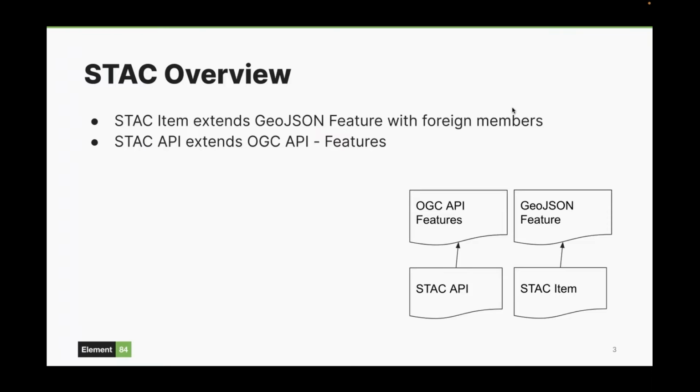So STAC is related to the OGC standards in that the STAC API extends the behavior of OGC API features, and a STAC item extends a GeoJSON feature. They add things to both while also being conformant to those specs, and that allows us a lot of flexibility to work with existing tooling and just add additional features on top of that.